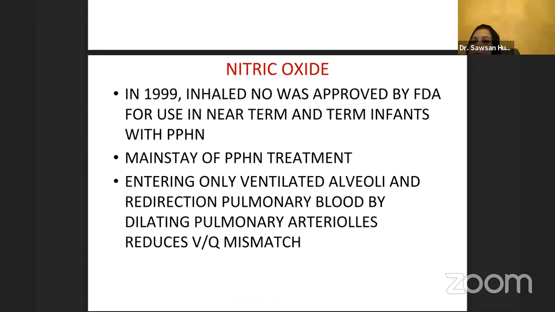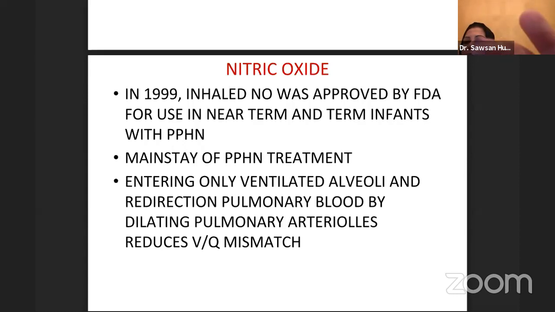What about the last treatment, which is nitric oxide? The most recent treatment. In 1999, inhaled nitric oxide was approved by the FDA for use in near-term and term infants with persistent pulmonary hypertension of the newborn. Entering only ventilated alveoli and redirecting pulmonary blood by dilating the pulmonary arterioles, it reduces the VQ mismatch. So nitric oxide is a selective pulmonary vasodilator.